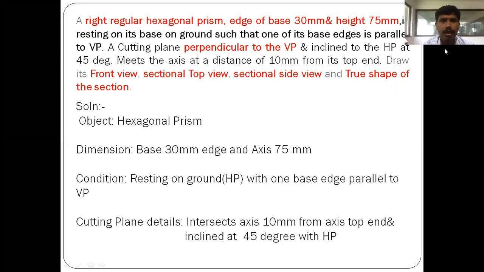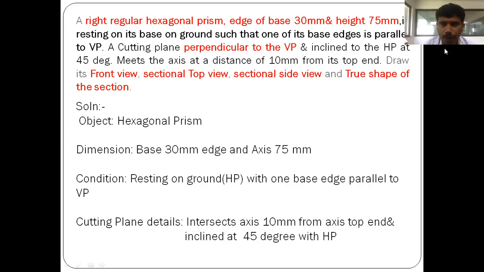Draw a regular hexagonal prism. Hexa means a six-sided prism. The edge of the base is 30 mm, so each side of the base is 30 mm, and the height is 75 mm. It is resting on its base on the ground such that one of its base edges is parallel to the VP.